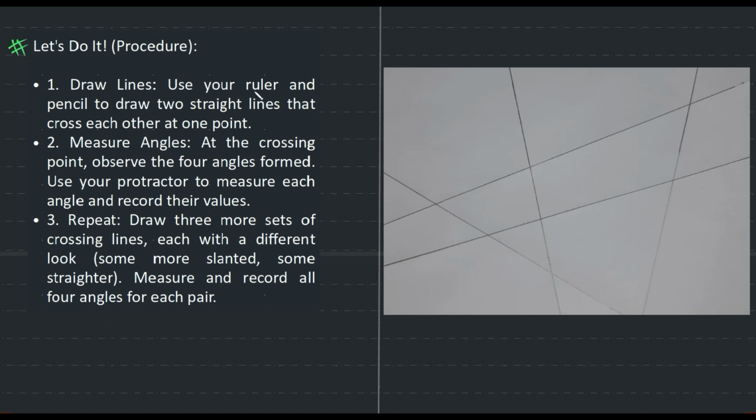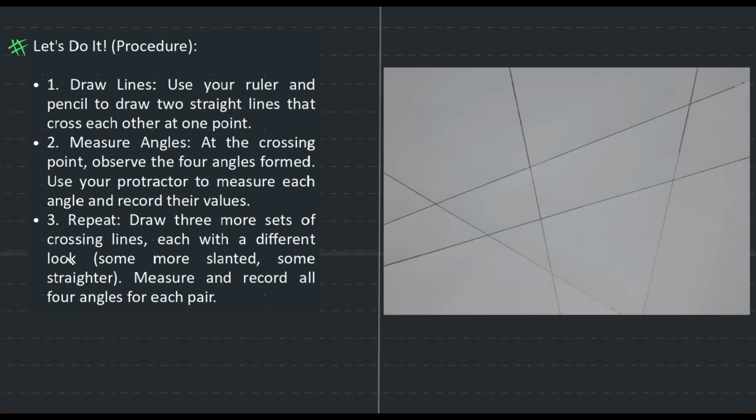Draw lines. Use your ruler and pencil to draw two straight lines that cross each other at a point. Or from the previous activity, you guys can use this. Measure angles. At the crossing point, observe four angles formed. Use your protractor to measure each angle and record the values.